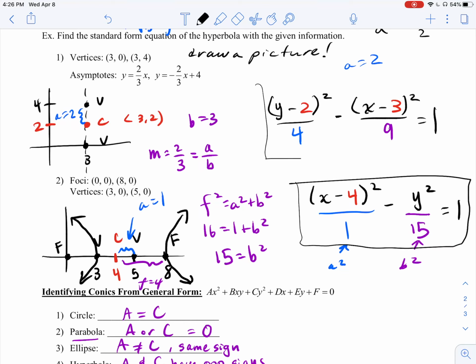Might as well box my previous one here. Okay, so anytime you have these problems where you're given information but don't have the equation, draw a picture and you can get a lot just by looking at how everything is situated.